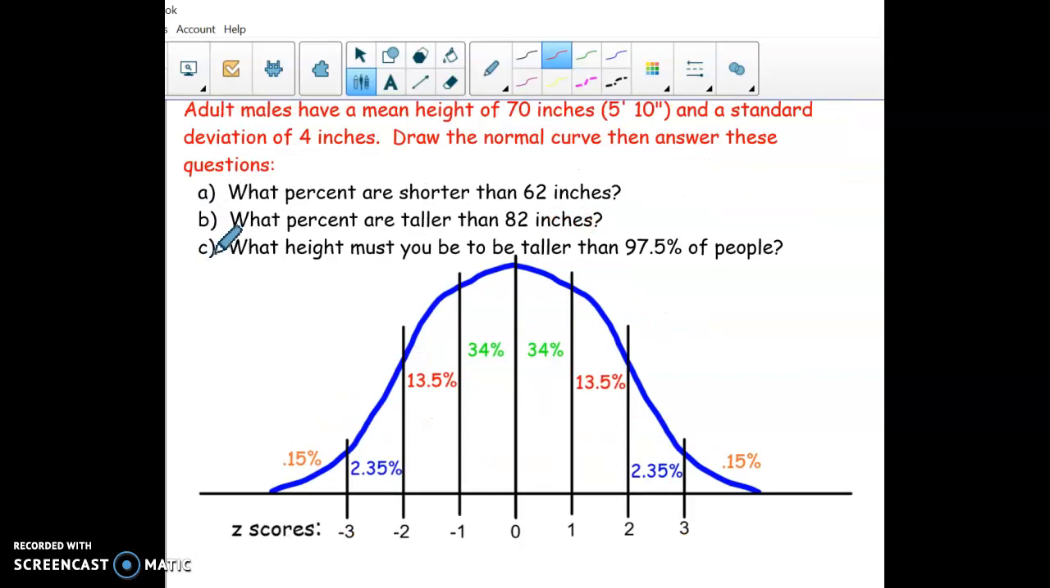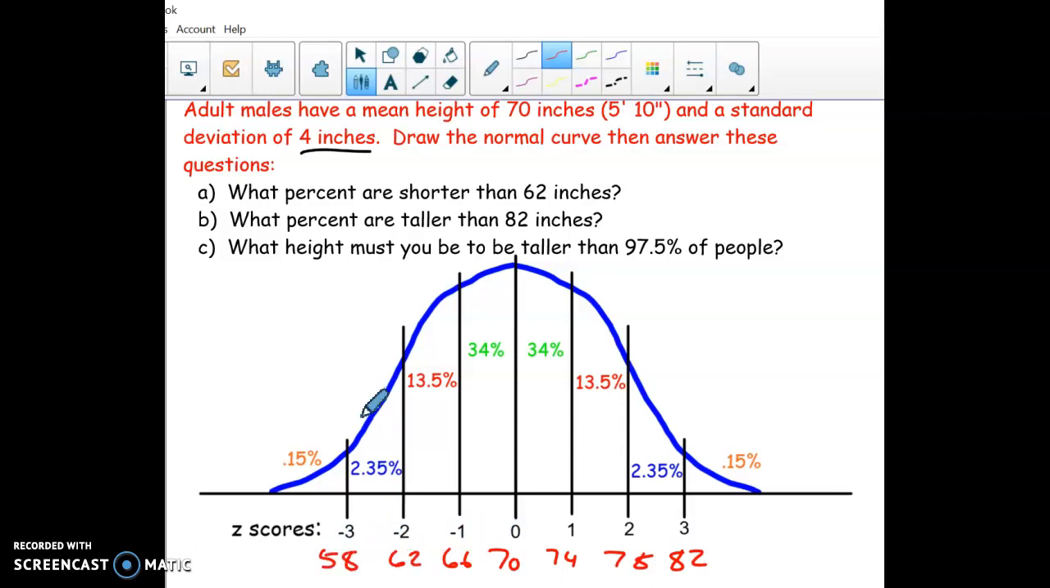This one is heights, and this is the male height one again. So we have 5'10" in the middle, but I want to do it at 70 inches because that's a little bit easier. And then the standard deviation is 4 inches. So again, label the graph and see if you can answer these 3 questions. All right, 70 in the middle, and then you just go up or down by 4 each time. So this would be 66, 62, and 58.